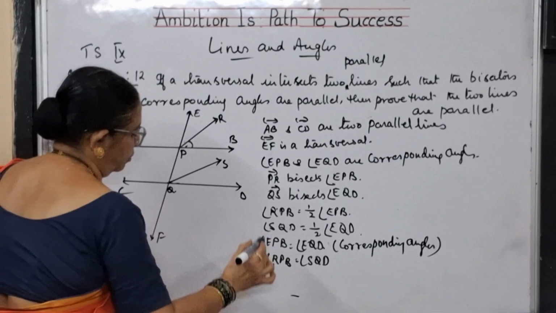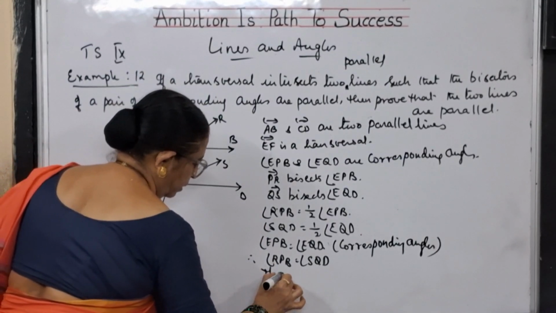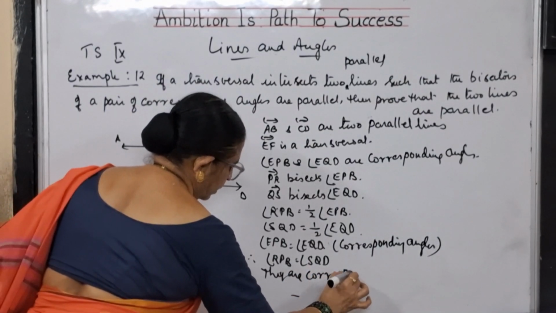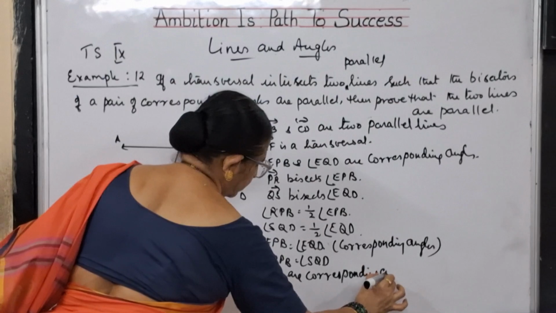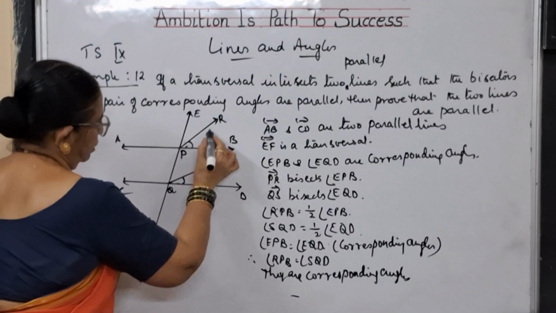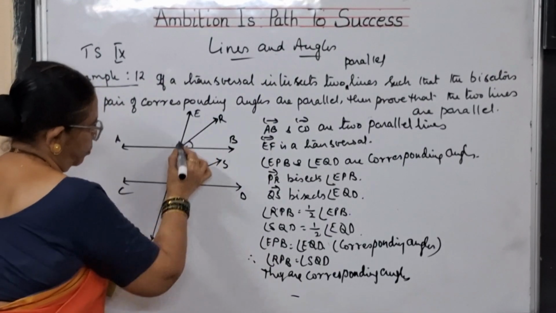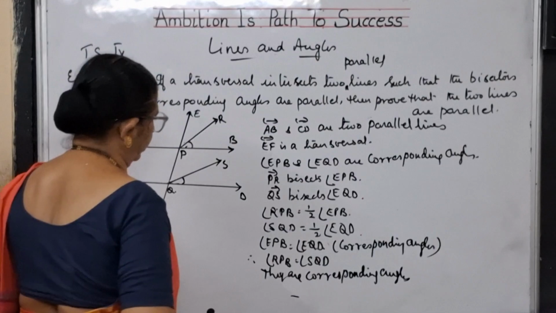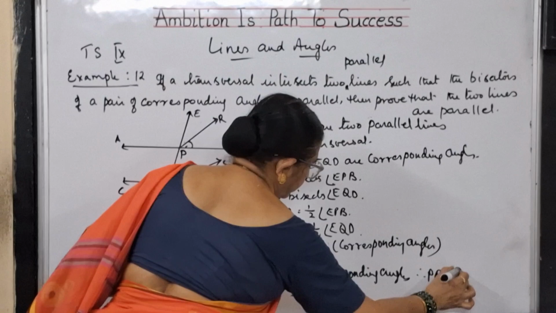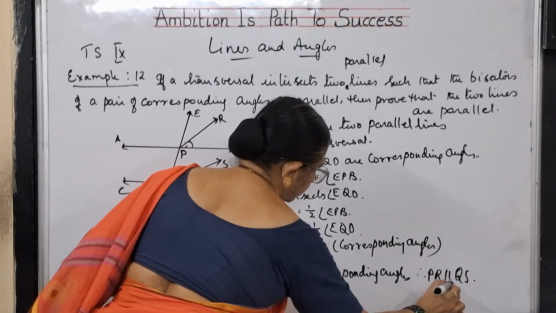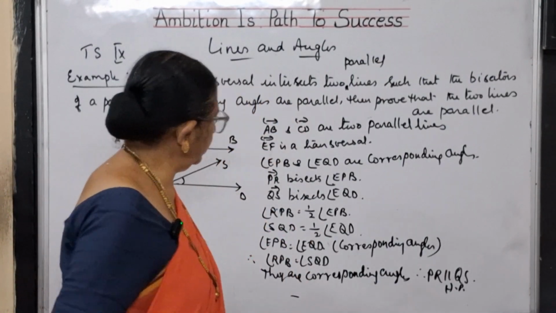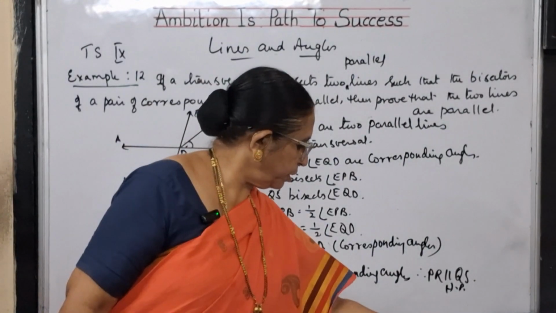Angle RPB is equal to angle SQD. What are they? They are corresponding angles. See, these two are corresponding angles for these two parallel lines. When this becomes a transversal, when they are corresponding angles, we can say that PR is parallel to QS. Hence, proved. This is the proof for this problem, children. Please copy. This is example 12.